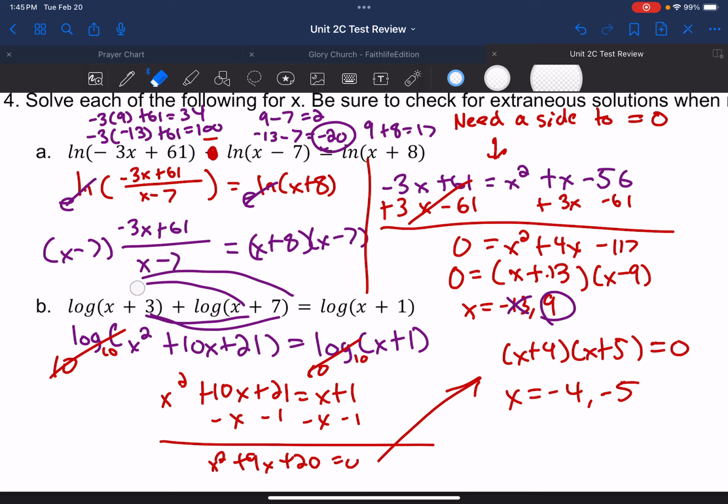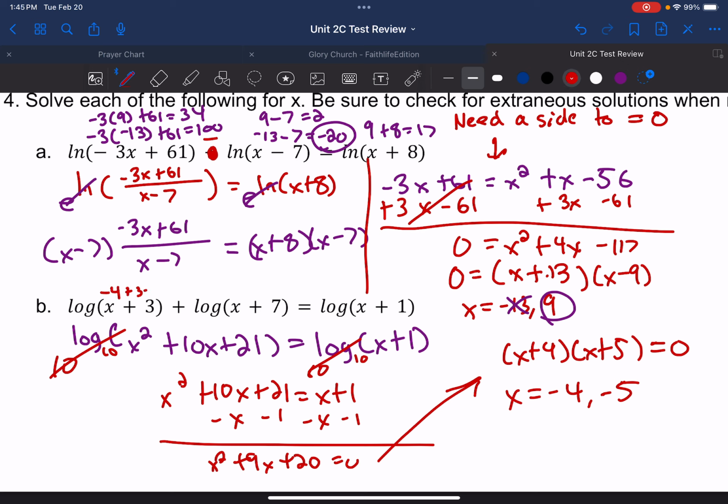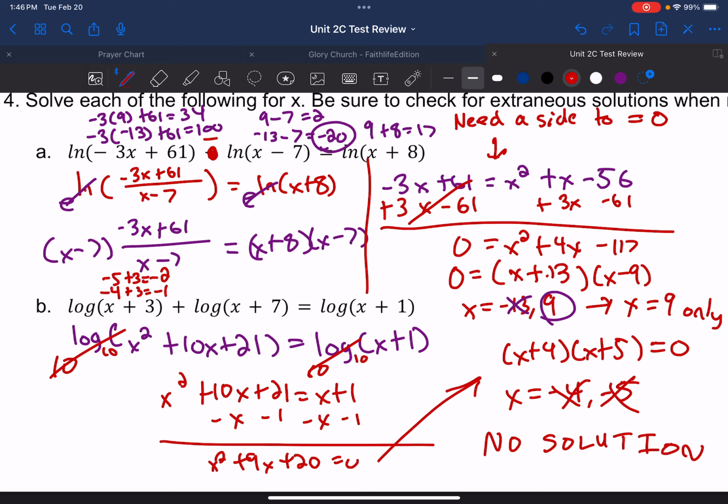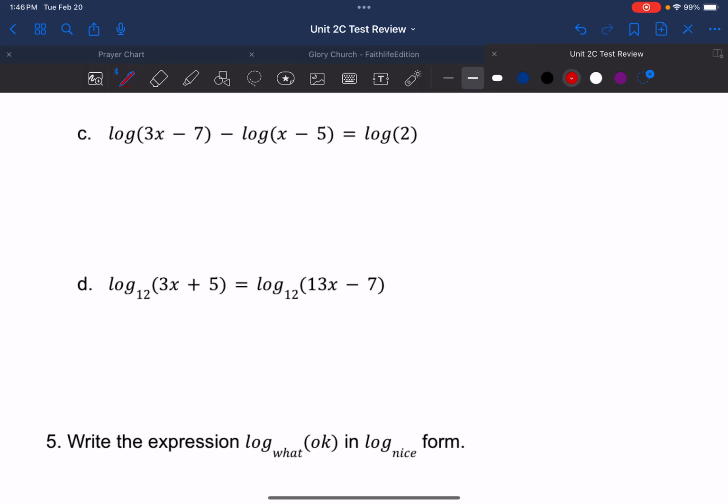Remember, got to check it in all of my arguments here. So let's check it in the first one. So negative 4 plus 3 is negative 1. Negative 4 doesn't work. Okay, well, let's try negative 5. So that would be negative 5 plus 3. That's negative 2. So negative 5 doesn't work as well. So in this case, if both of them don't work, there is no solution. And a quick note on A, remember, if just one of them works, you'll often see it as just the one that works only. So x equals 9 only.